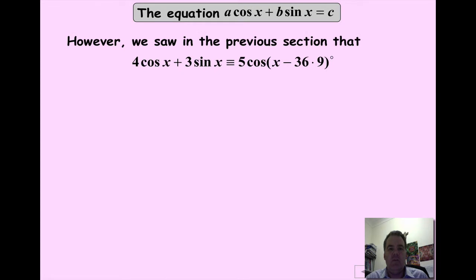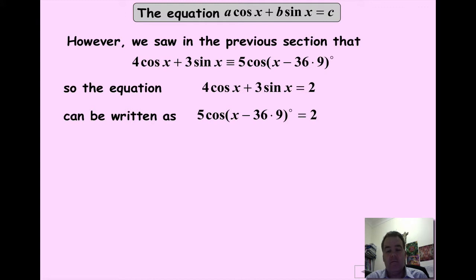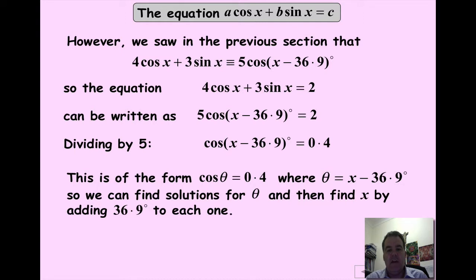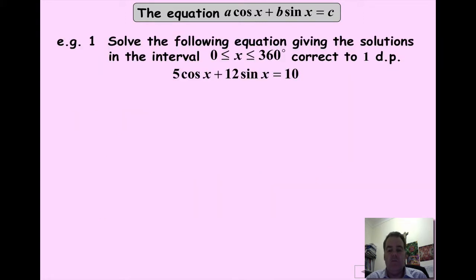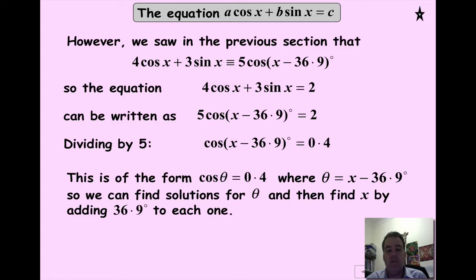And the method we're going to use is this one that I've just shown you. Okay, 4 cos x plus 3 sin x equals 2 just becomes that. Now we divide by 5, take the inverse cos of both sides, and we can go from there. So I'll just say the last step, inverse cos of both sides there, and then we're going to add on 36.9 to get the solutions.